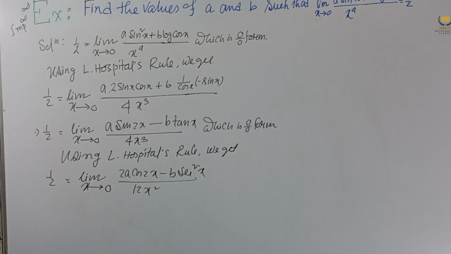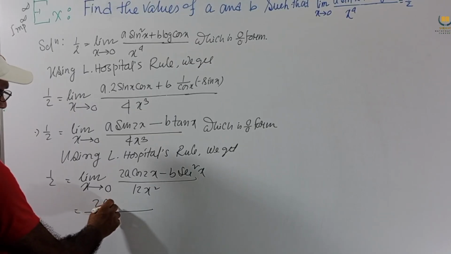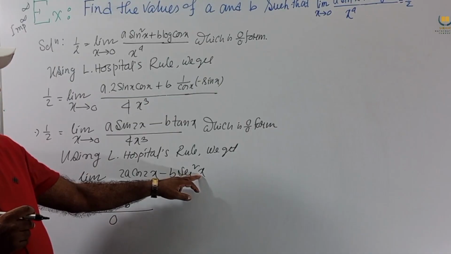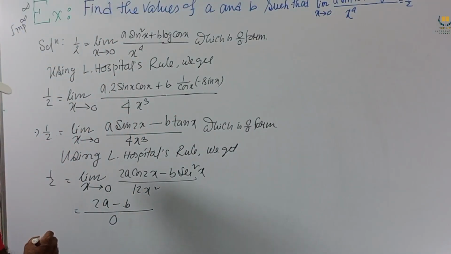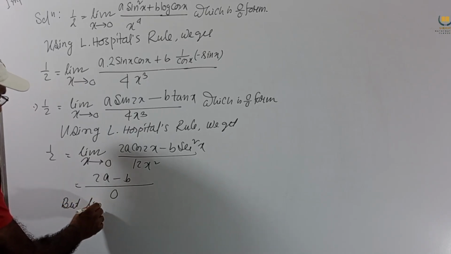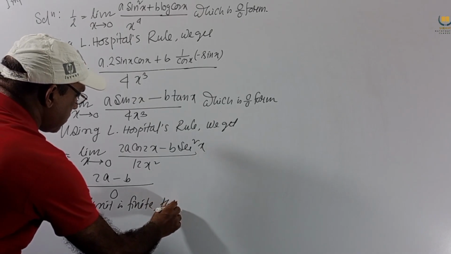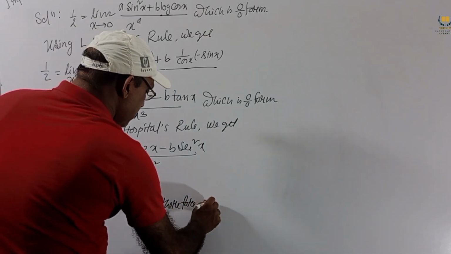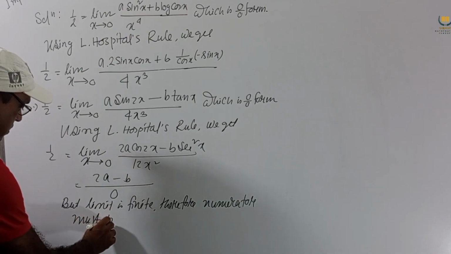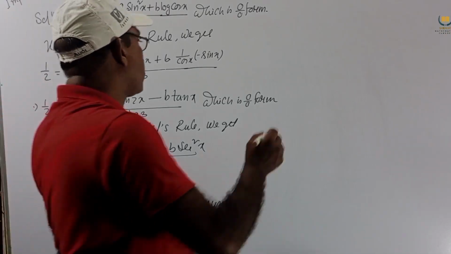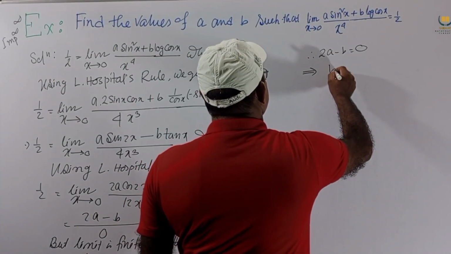Now if we put the limit, the numerator will be 0. This is twice a minus b, since cos 0 is 1 and sec 0 is 1. But the limit is finite, as 1/2 is given. Therefore the numerator must be zero. So twice a minus b equals zero, which gives b equal to twice a.